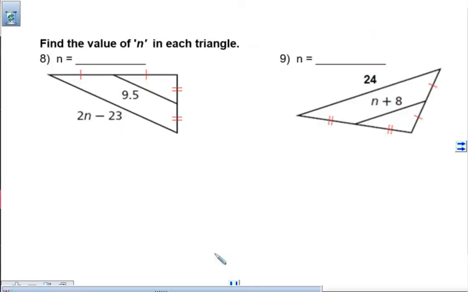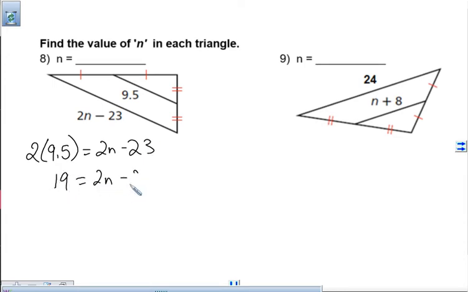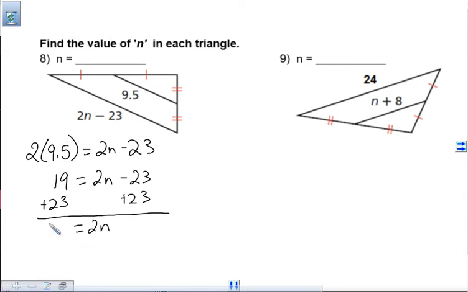Next up, we have a midsegment again, and we're looking for n. So what do we know about the midsegment compared to the side? 2 times that midsegment equals our side length. So 2 times 9.5 equals 2n minus 23. And 19 equals 2n minus 23. Add 23 to both sides. And 42 equals 2n. Divide by 2. And n equals 21.